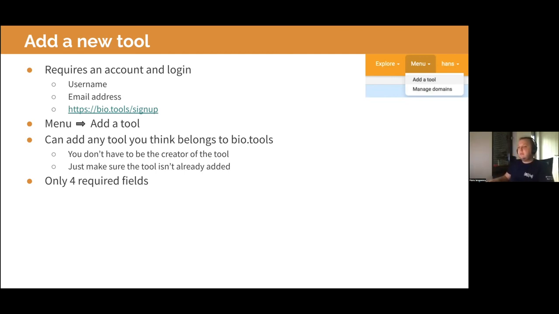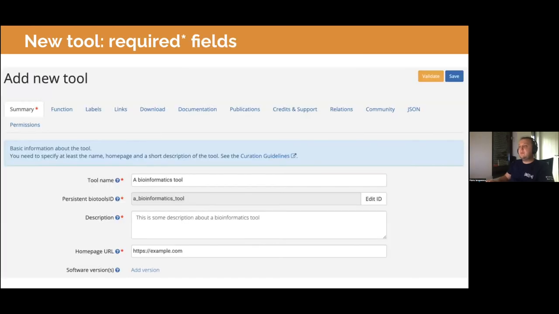And when you're adding a tool, only 4 fields are required. So I'm showing here an example from the screenshot. The tool is presented in these tabs. There are different tool properties, among which this first one is called summary, and only these 4 main ones are the required ones. So if you type in the name, automatically you would get a URL safe ID, so you don't even have to type the ID.